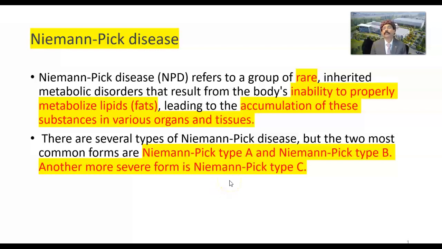So this is a metabolic disease. This is a genetic disease. And there will be excessive accumulation of lipids in our body. And some organs will be very enlarged, like the spleen, which may be enlarged up to 10 times the normal size.